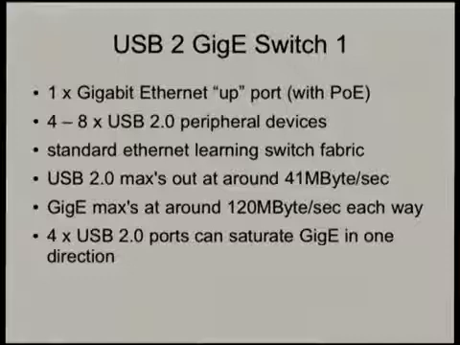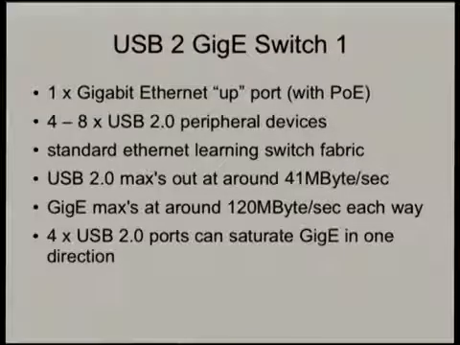So my proposal is to build a device that looks like a gigabit Ethernet switch on one side and has between 4 and 8 USB 2.0 peripheral device ports coming out the other side. And use the standard Ethernet learning switch fabric in between. So those who went to Radia's keynote on Tuesday will have learned a lot about Ethernet switching, and so I don't need to talk much more about that. If you didn't go to it, go and watch the video later. It was an excellent keynote.